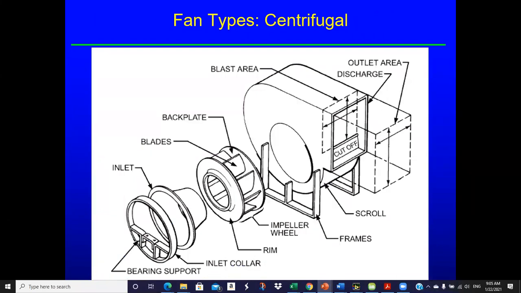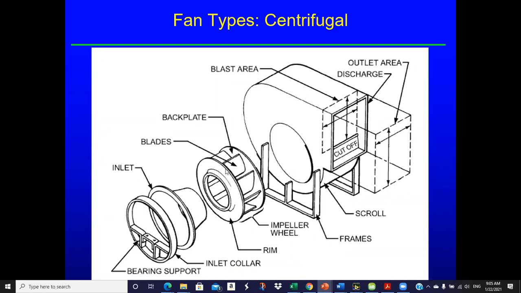Okay, so we're going to look at mostly centrifugal fans, and this is a breakdown of kind of an expansion of a typical centrifugal fan. You see, we've got some different areas here. We've got a blast area. We've got a cutoff down here. We've got a discharge area, outlet area. When you get into some design type calculations, the ratio of these areas becomes a factor that has to be considered. We have our scroll casing that the wheel fits into.